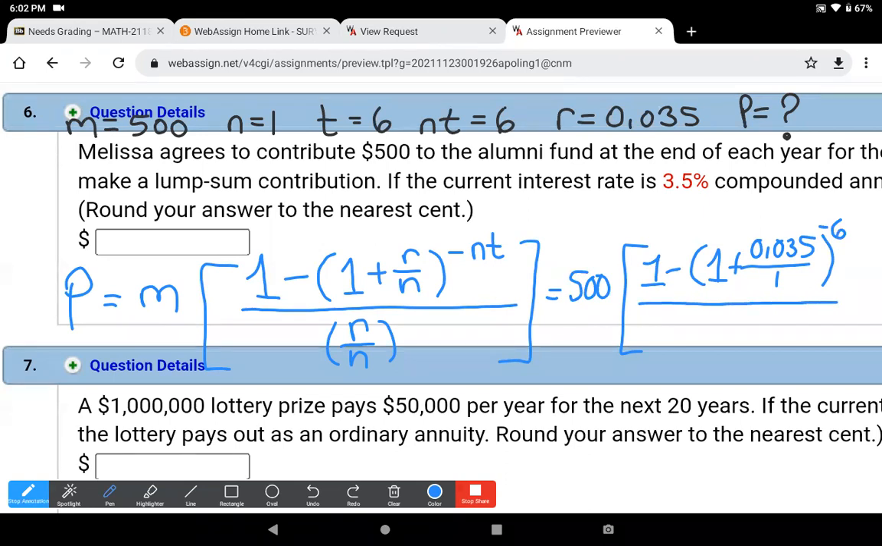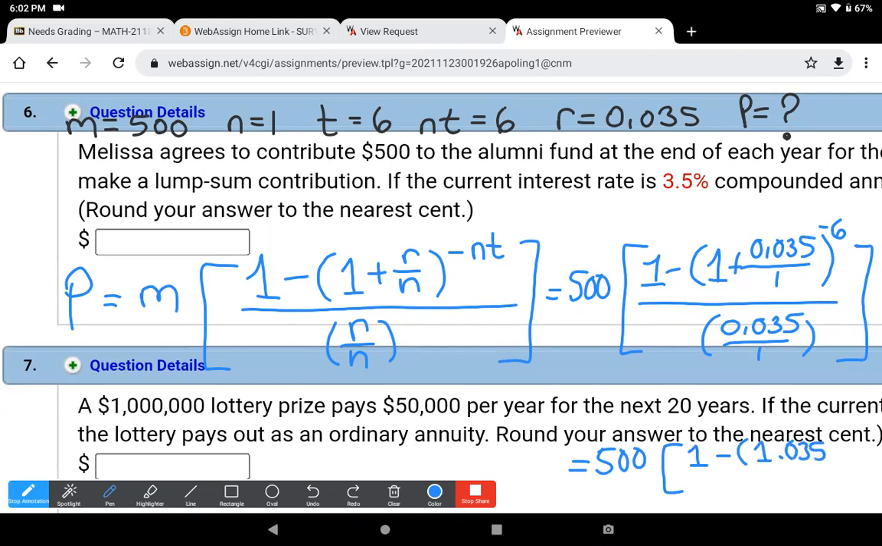And then here divide by R over N. R over N is just 0.035 divided by 1. When you have things that are being divided by 1, you don't really have to write it. For example, this would be 500 times 1 minus 1.035 raised to the negative 6 divided by 0.035. And that's what we can stick into our calculator.